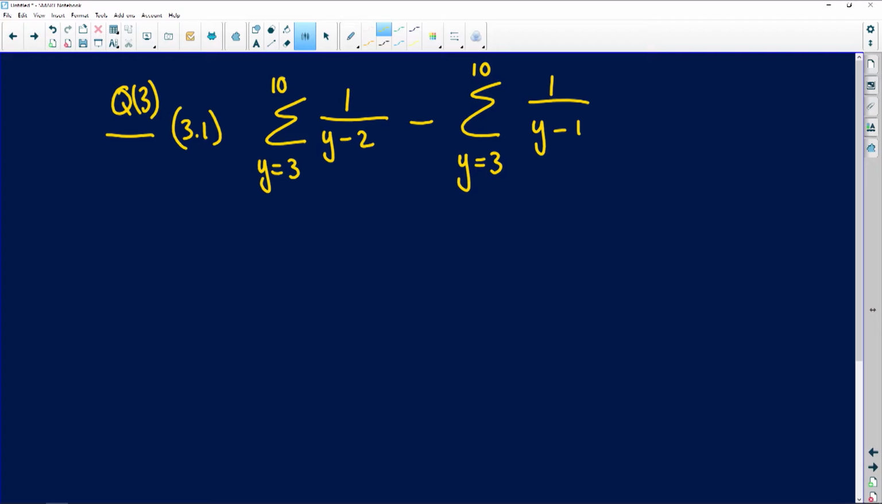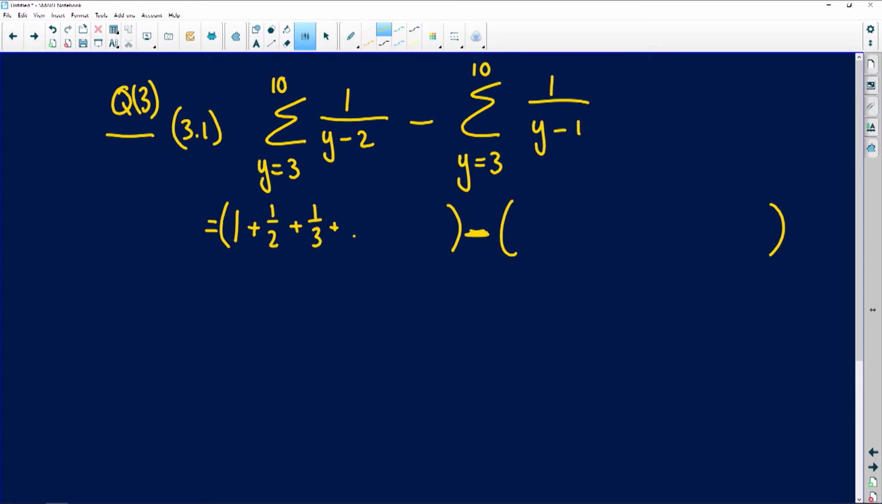So let's see. The first 3 terms, it starts at 3. So 1 over 3 minus 2 is 1. The next one will be 4. Now remember, the sigma symbol means we're adding. So we're going to add a lot of things here, and we're going to subtract the sum of a lot of other things on the other side. So put them in brackets there. If this is 4, 4 minus 2 is 2, so you have a half. Then it becomes 5. 5 minus 2 is 3, so 1 over 3.